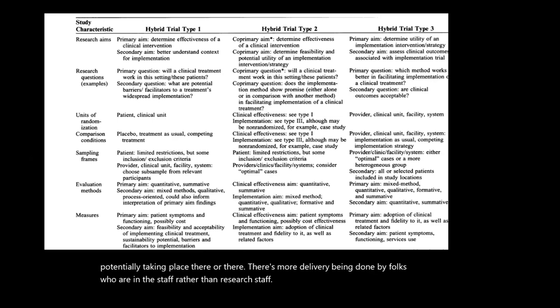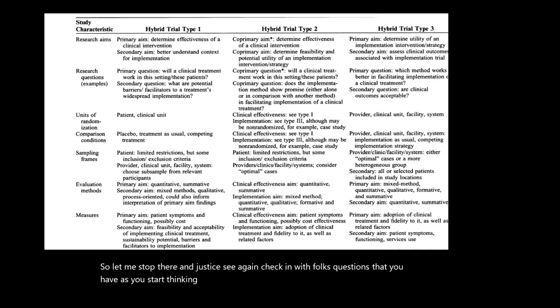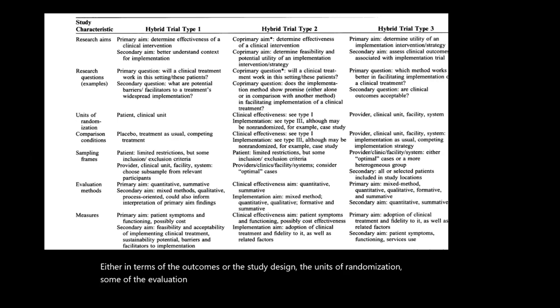So let me stop there and check in with folks. Questions that you have as you start thinking through some of these design characteristics for the hybrid type that you're thinking about, either in terms of the outcomes or the study design, the units of randomization, some of the evaluation methods you might use, anything that you might have questions about.